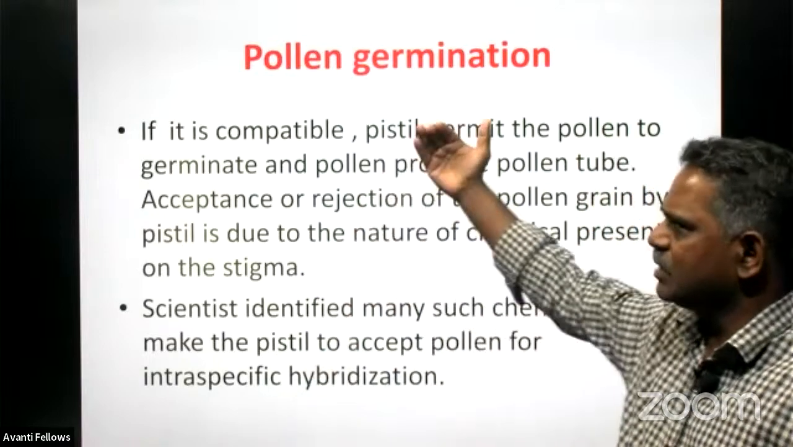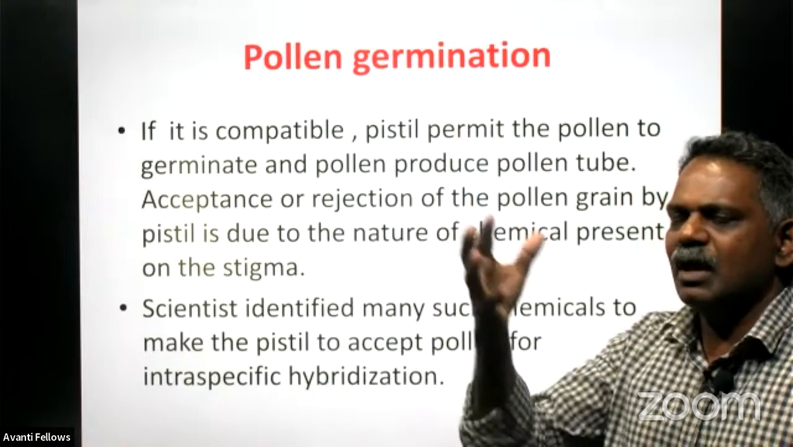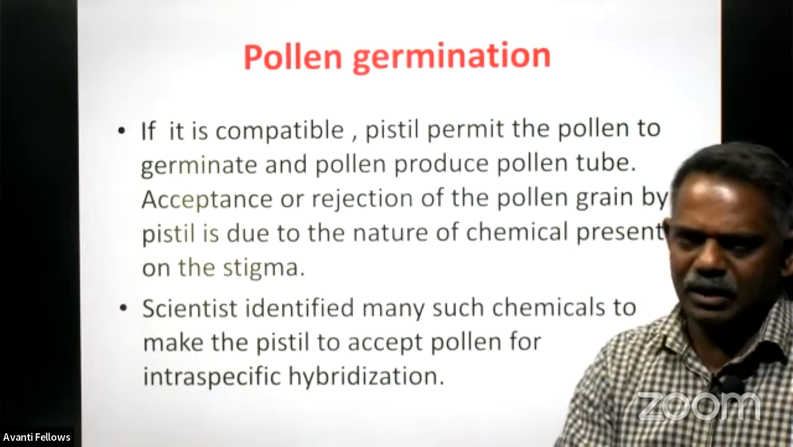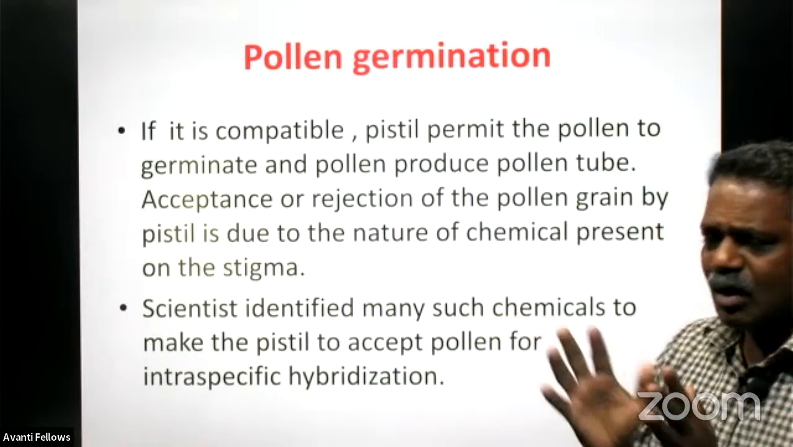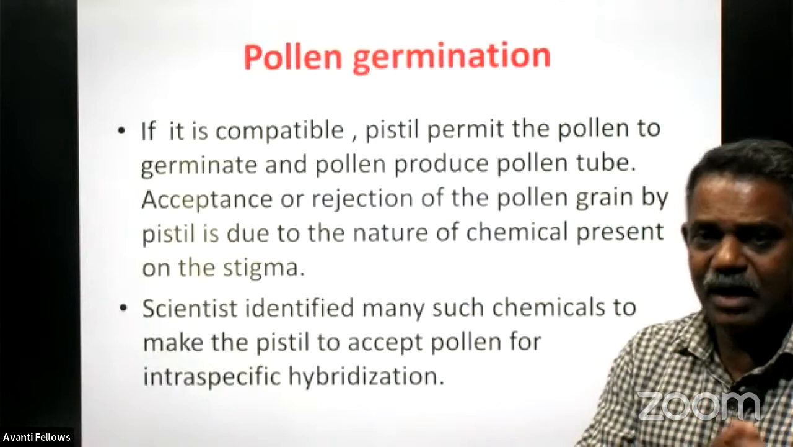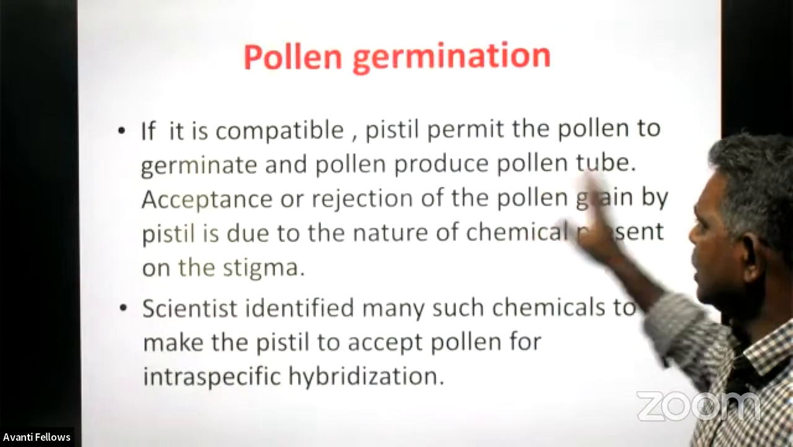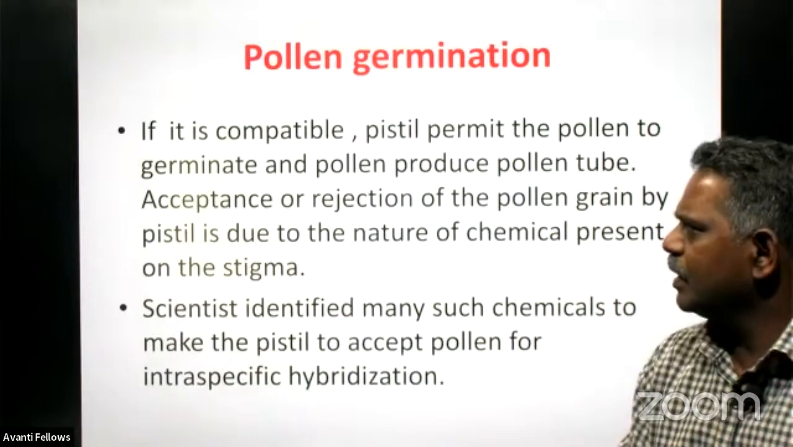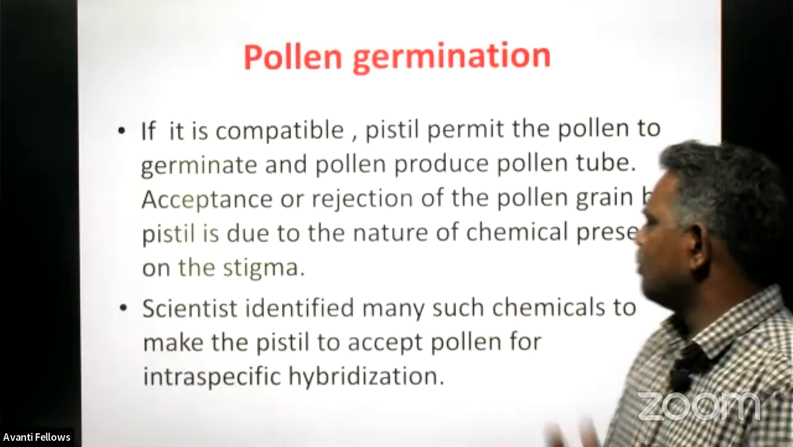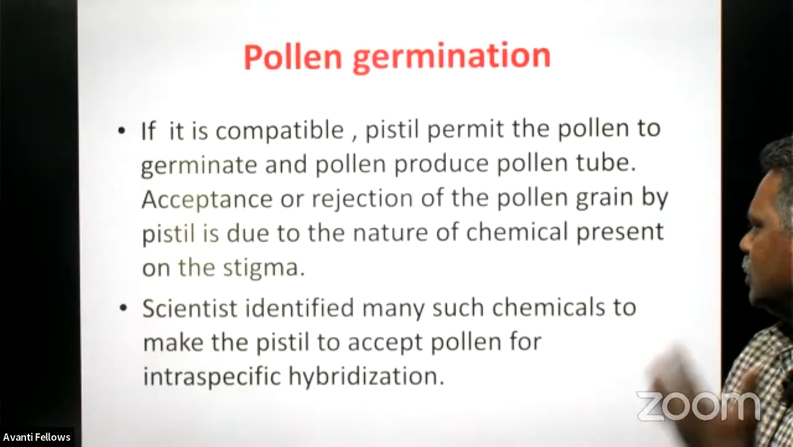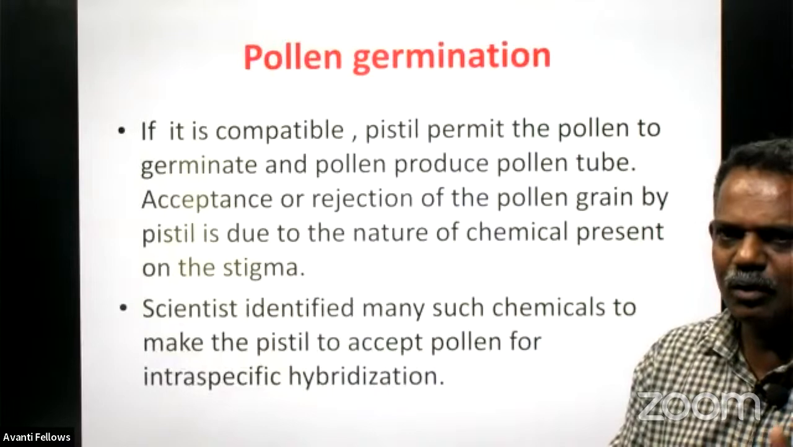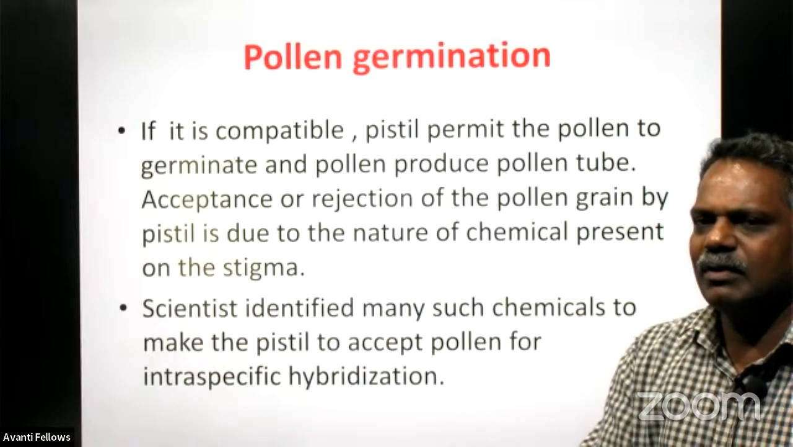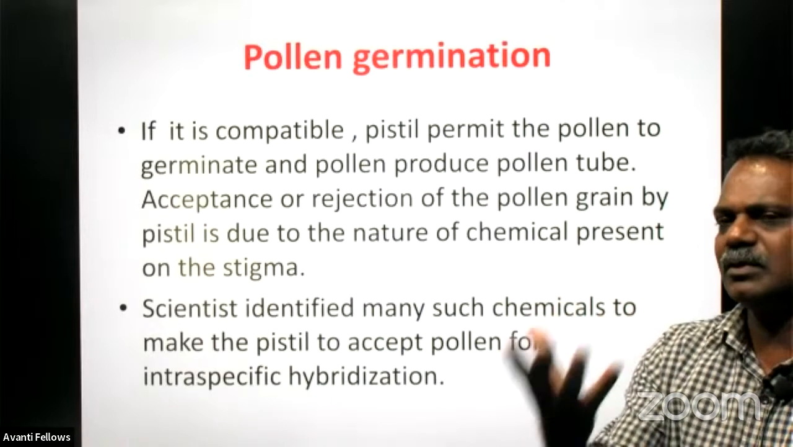This is also a pre-fertilization event. After pollination and the interaction between the stigma and pollen grain, the pollen grain starts germinating. If it is compatible, if both male gametes and the stigma region match, the pistil permits this pollen grain to germinate and produce the pollen tube. Acceptance or rejection of the pollen grain by the pistil is due to the nature of chemical present on the stigma. As I told you, if it belongs to the same species, naturally the stigma permits the pollen grain to sprout. Otherwise, it never permits it and the pollen disintegrates on the surface of the stigma itself.